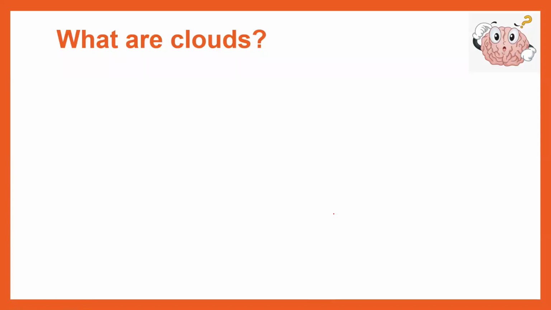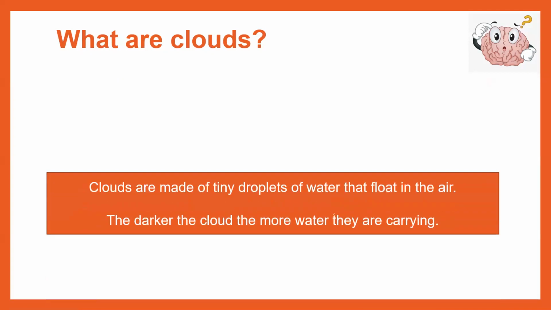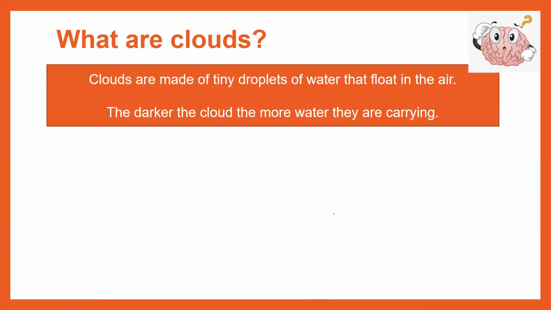So hopefully you would have got loads of lovely ideas about what you think clouds are. Let's find out what clouds are. What are they made of? So clouds are made of tiny droplets of water that float in the air. So the darker the cloud, the more water that they are carrying. So really dark clouds must carry a lot of water.